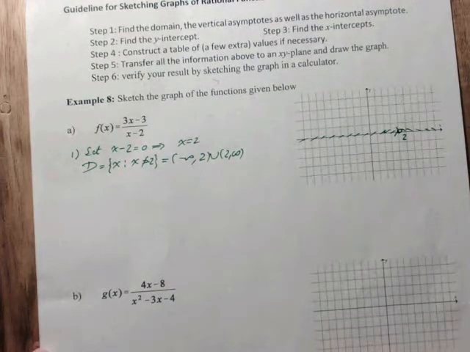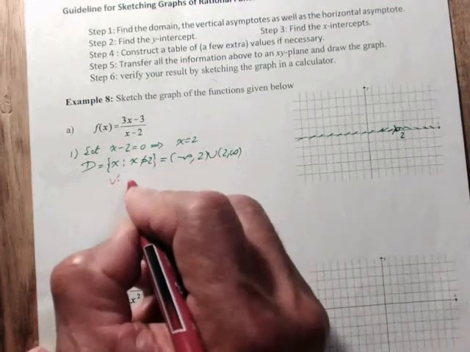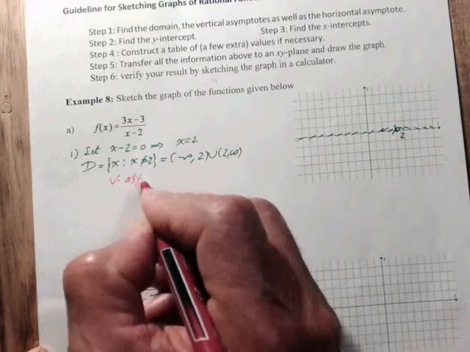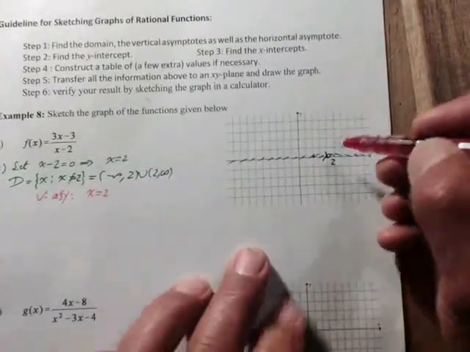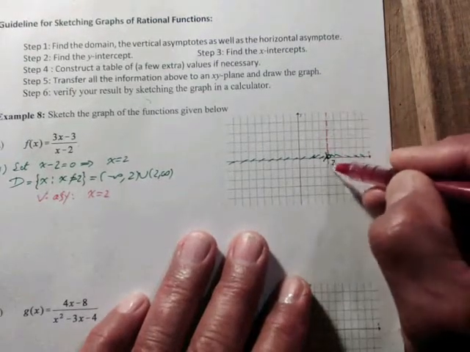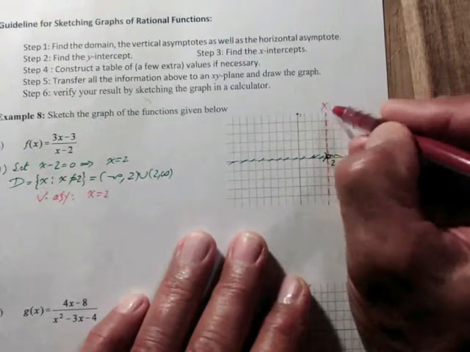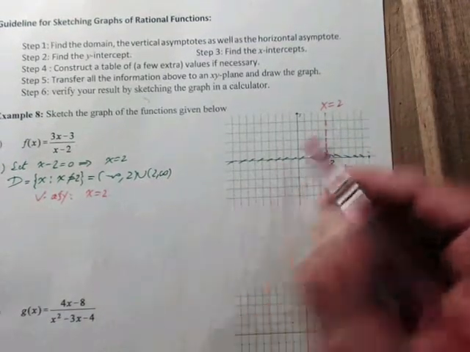Now what is it? Vertical asymptote. So vertical asymptote is x equal to 2. So where is the point missing here? Draw the vertical line right here. x equal to 2. See? So I found the domain and I found the vertical asymptote.